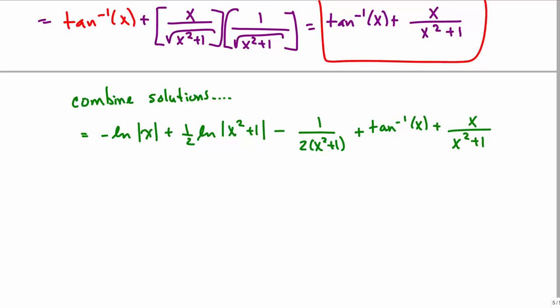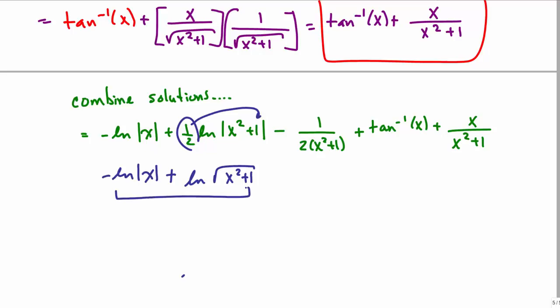x squared plus 1 is always positive, so I could rewrite this by popping this half up front, which, remember, would give it a half of my exponent. So this would be the ln of the square root of x squared plus 1, and this would be the minus ln absolute value of x. Now remember, these can combine. If I look at the difference of the logs, which this is, that's equal to the log of the quotient. So this would be log of the square root of x squared plus 1 over the absolute value of x.